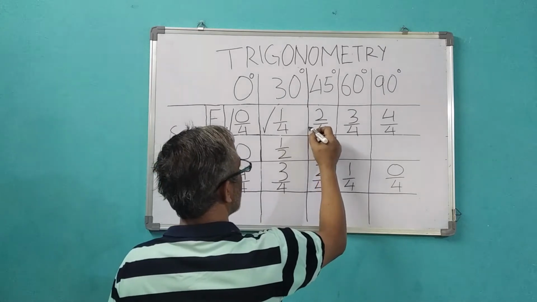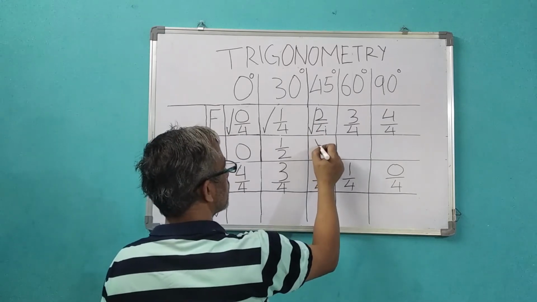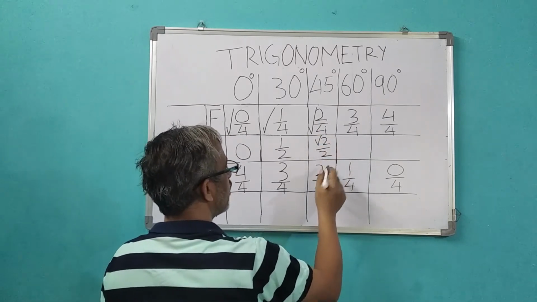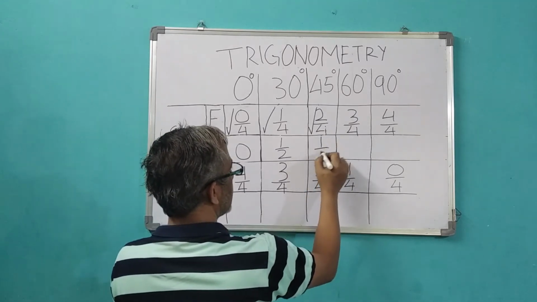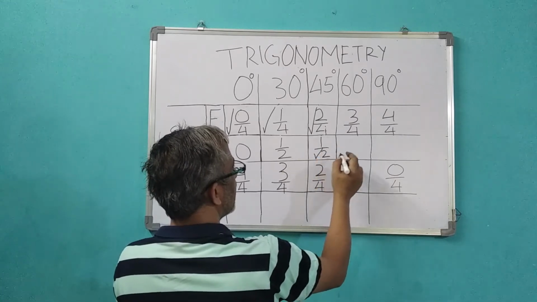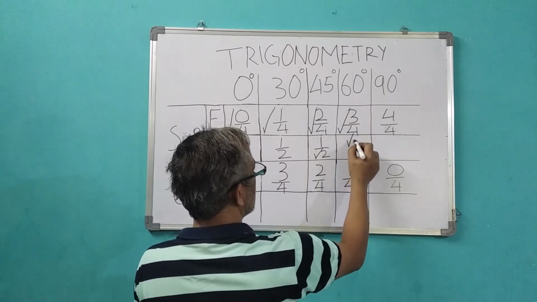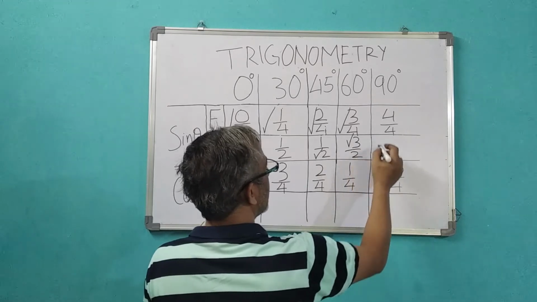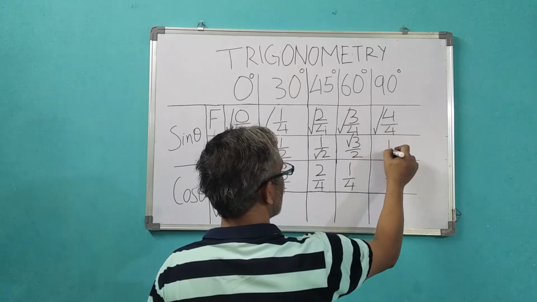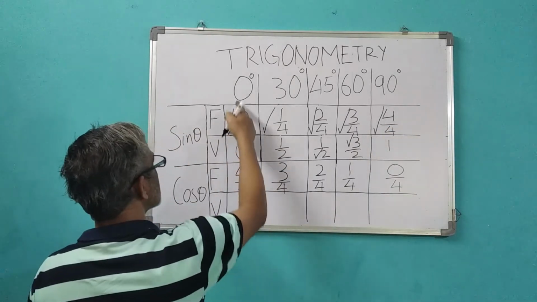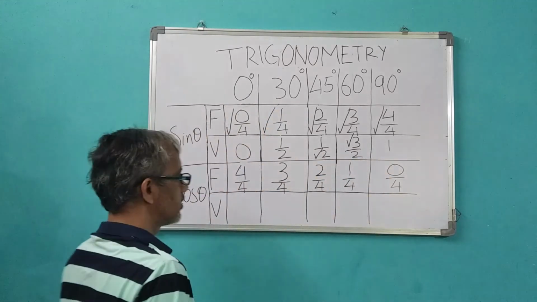And here the root of 2 by 4 gives root 2 by 2, or we can write this as 1 by root 2, and the root of 3 by 4 gives root 3 by 2, and the root of 4 by 4, that means root of 1 is 1. So sine 0 is 0, sine 30 is half, and all the values you can find.